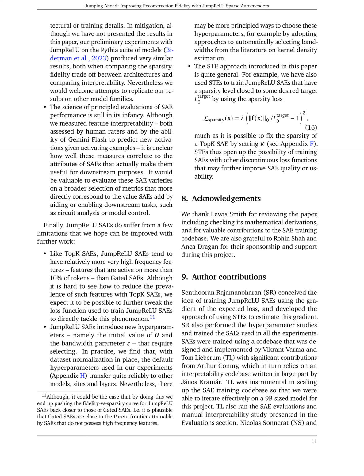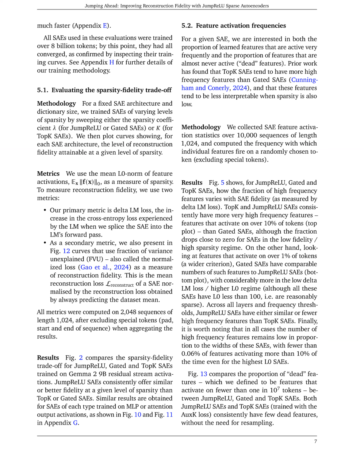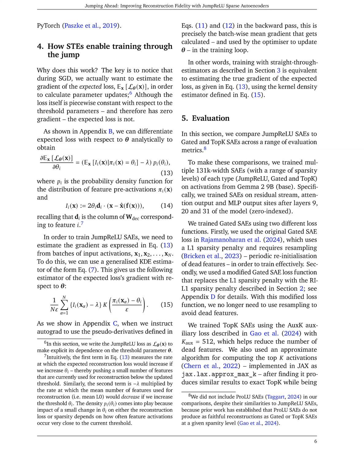The performance of JumpReLU SAEs was validated through experiments that compared them against gated and top-K SAEs using activations from the Gemma 2 9B model. Specifically, the SAEs were trained on residual stream, attention output and MLP output activations at layers 9, 20, and 31, utilizing a dataset comprising 8 billion tokens. The effectiveness of the models was assessed using two primary metrics: the mean L0 norm of feature activations to measure sparsity and delta LM loss to evaluate reconstruction fidelity.